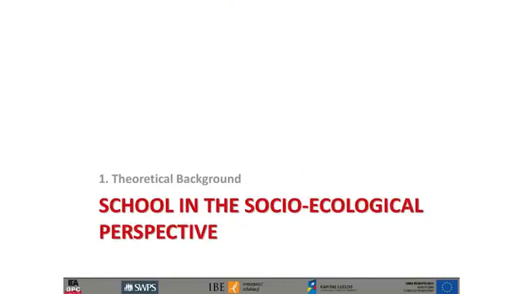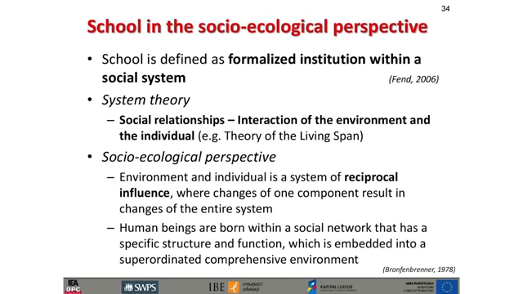So after this model, I would like to point out what particular contribution results from the socio-ecological perspective, as this is recently a really prominent approach. In the socio-ecological perspective, school is defined as a formalized institution within a social system. This is a new perspective in the analysis of school, and it is based on system theory, where social relationships are defined as interaction of the environment and the individual. And this is, for example, in the theory of life span.